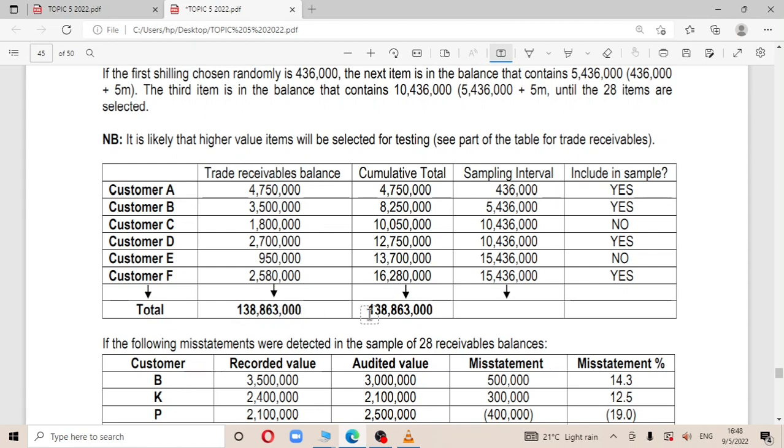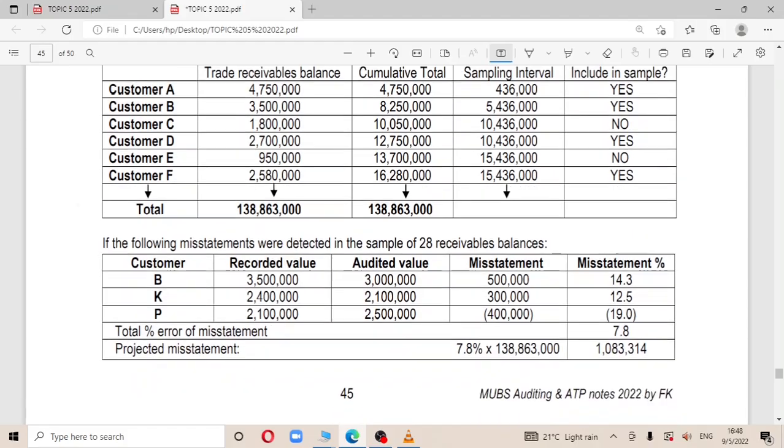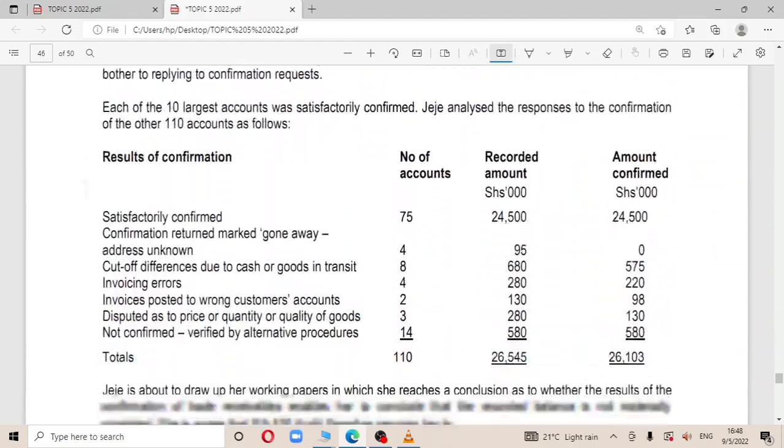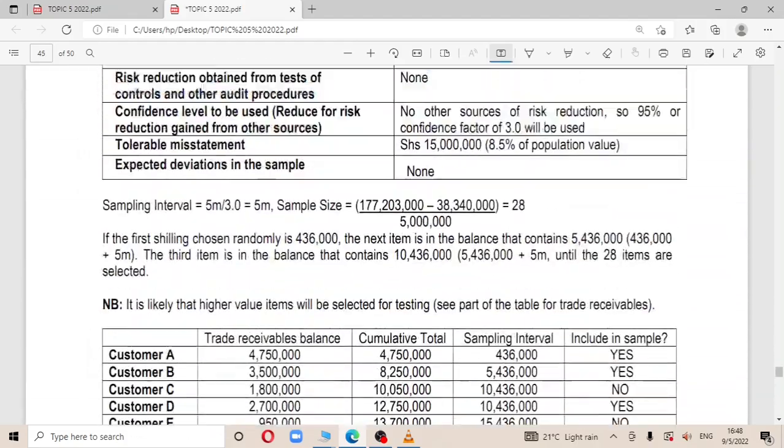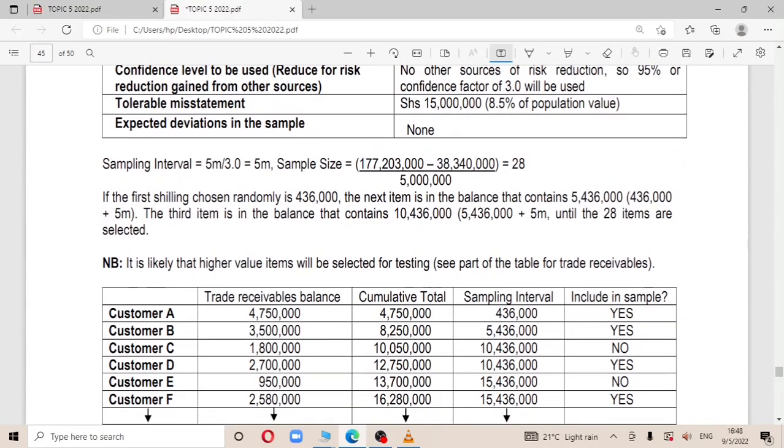So what do you do? The first step of monitoring sampling is accumulate the amounts.